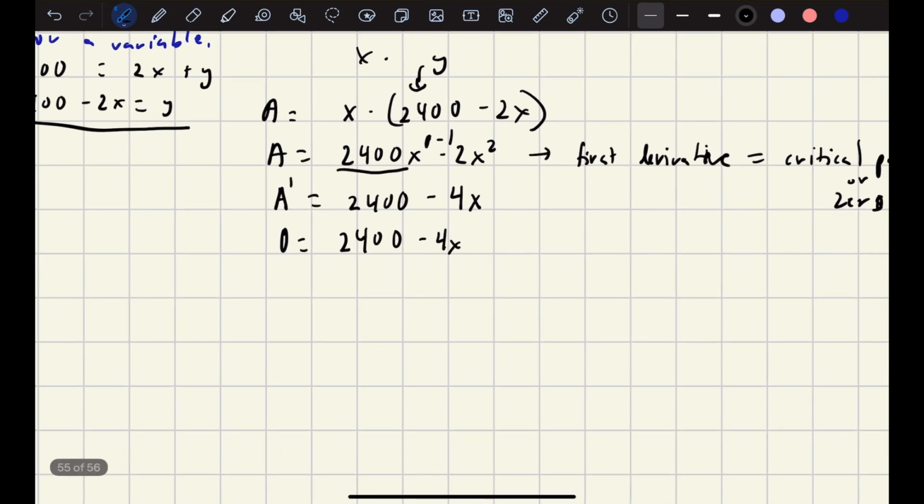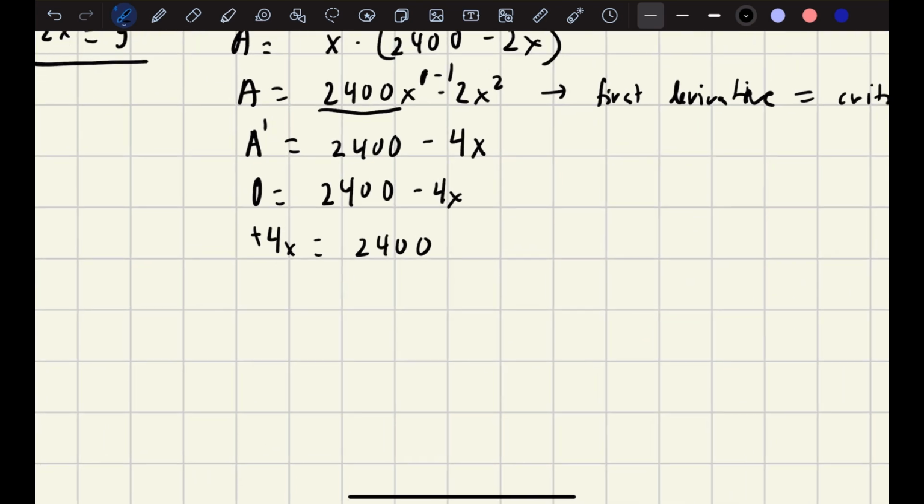Now I'm going to rearrange. Negative 4x equals negative 2,400. Positive, because we're doing the opposite as we rearrange. Divided by 4, x is going to be equal to 600.